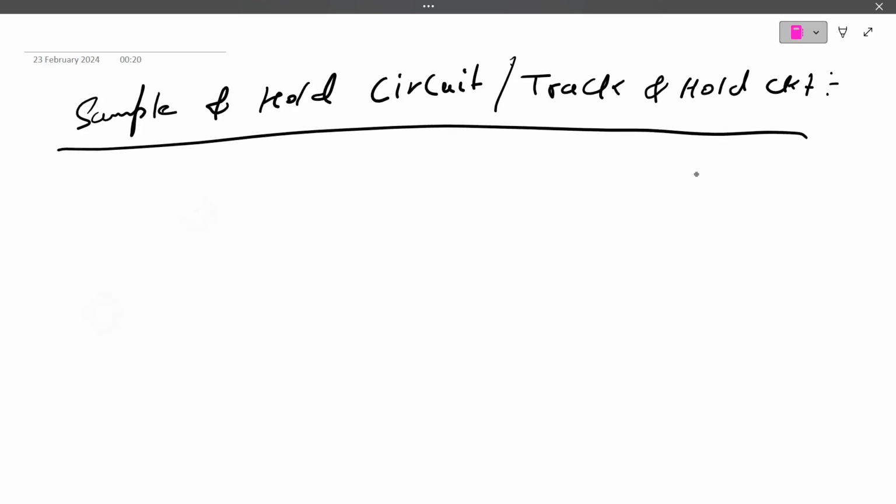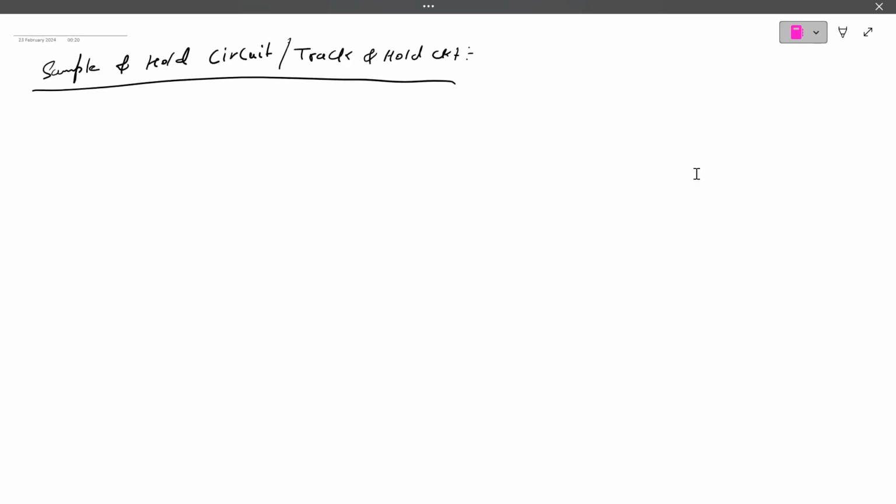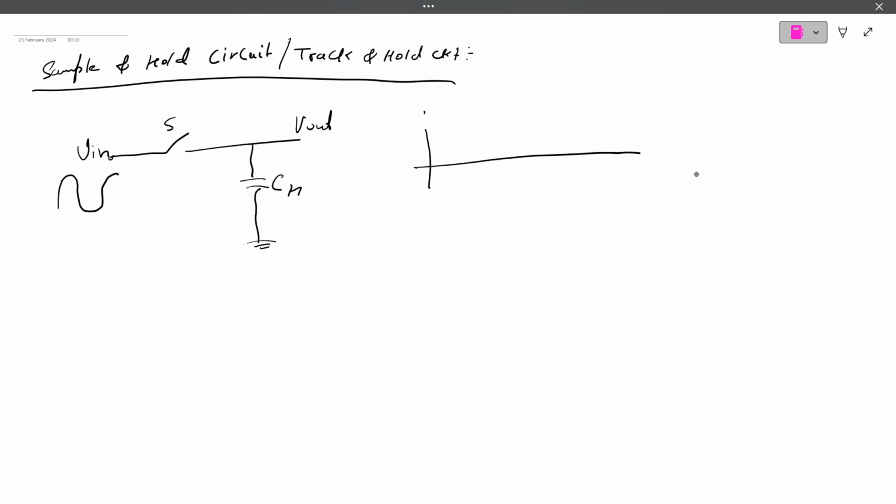So in this, I'm going to explain. I'm taking one switch here, right? With capacitance, charging capacitance CH. This is the switch. Here I am applying the input supply, and here I am getting the output. If I apply the sinusoidal input here like this, this is the VI. Sinusoidal input.